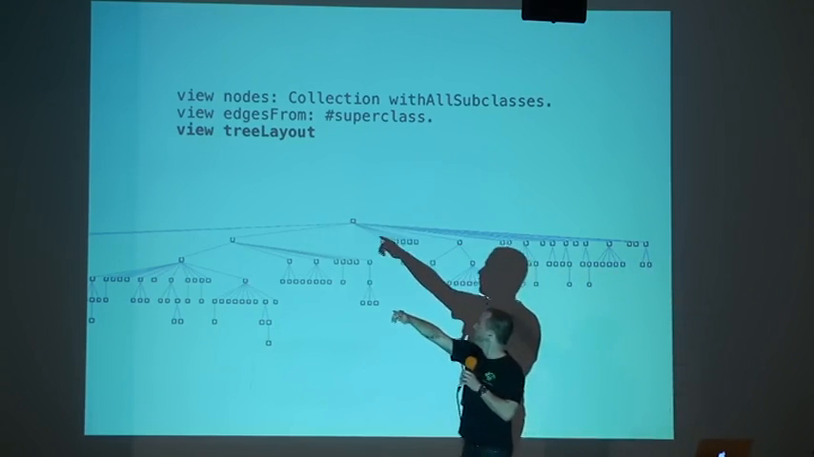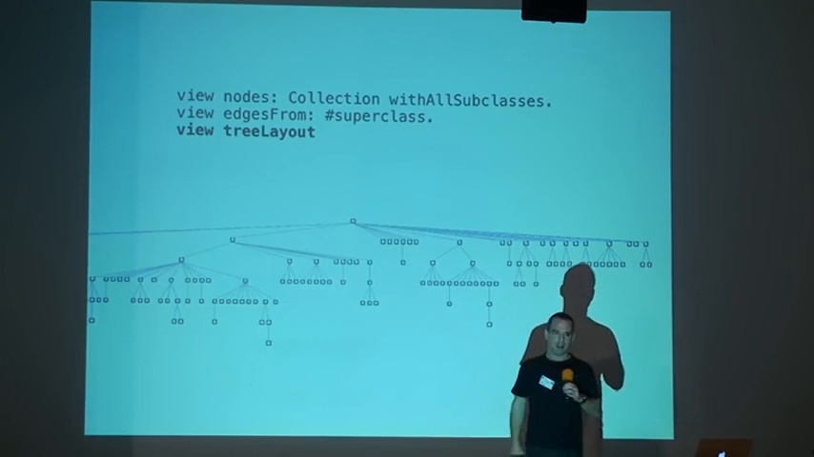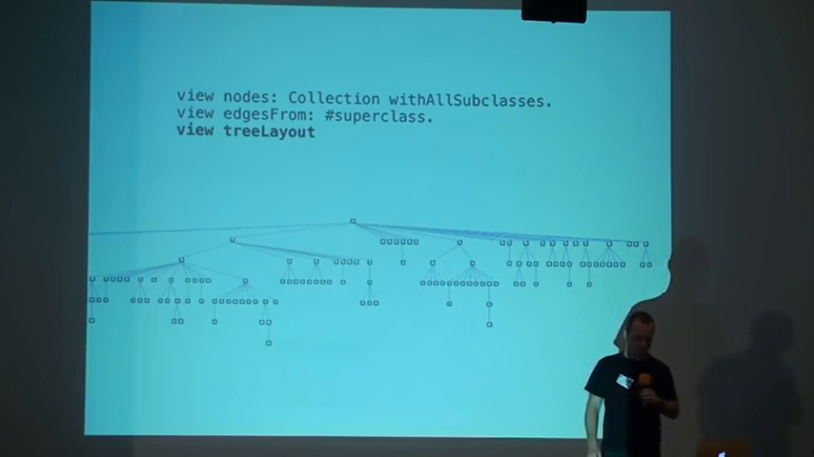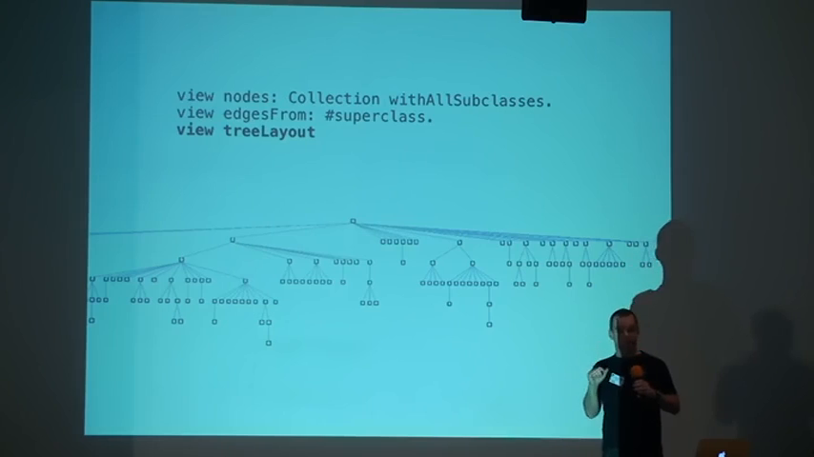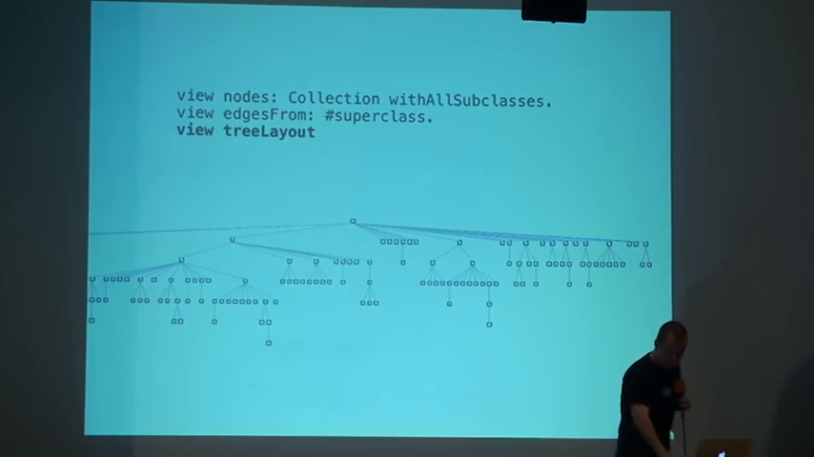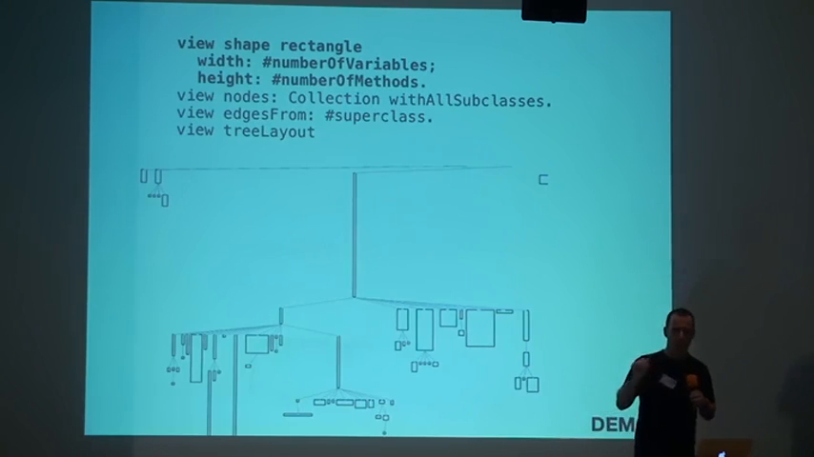At the top you will have the class Collection, and then you see the groups of classes that are subclasses of Collection. Now, in the current state all the classes have the same size, a small square. You can define a new shape by writing view shape. You want a rectangle, and you define the width and the height by sending the messages number of variables and number of methods to each class. Now we will run the same thing but live.